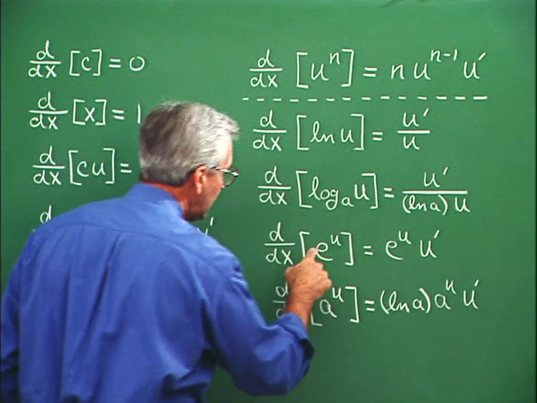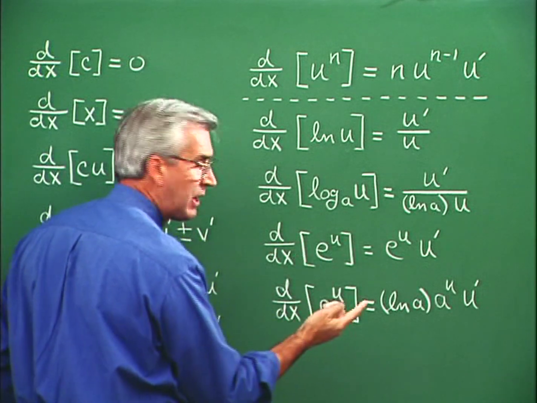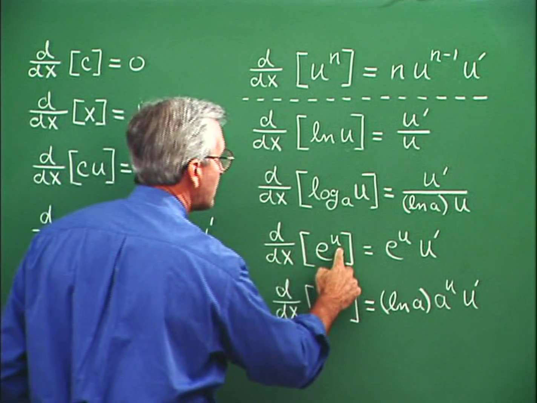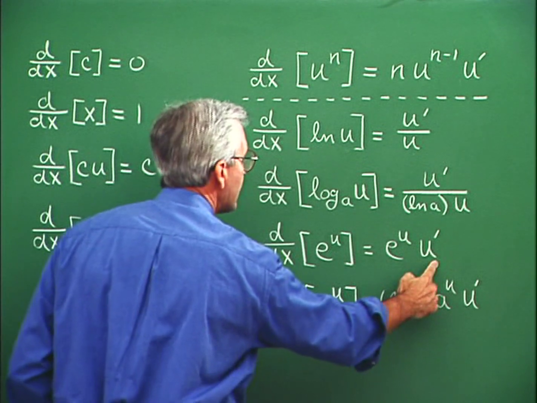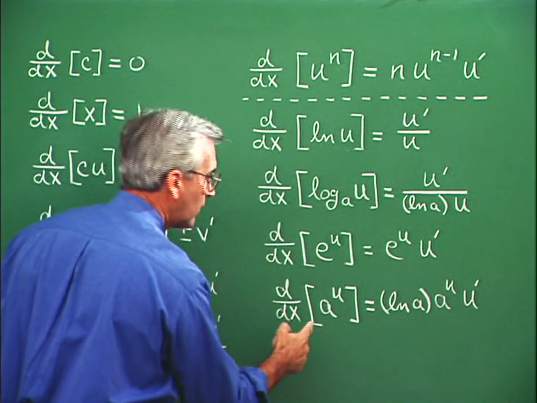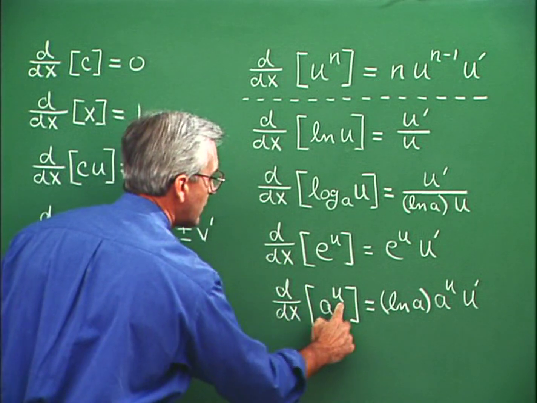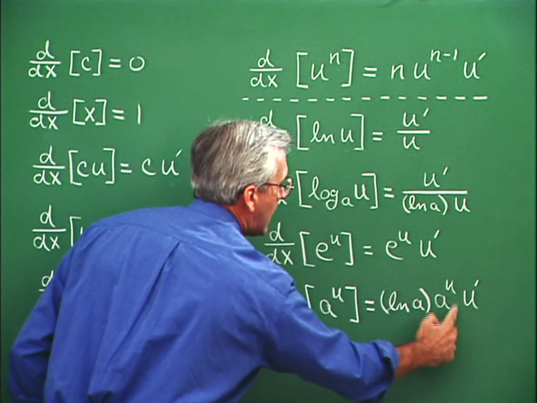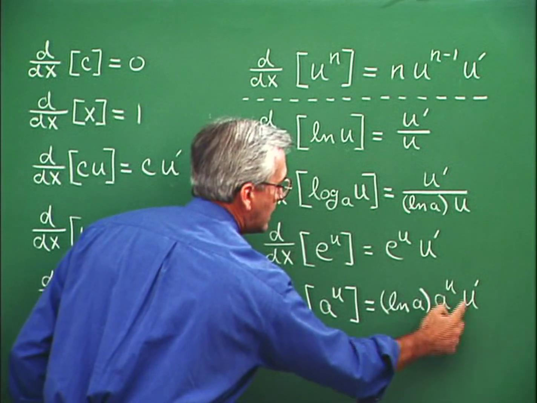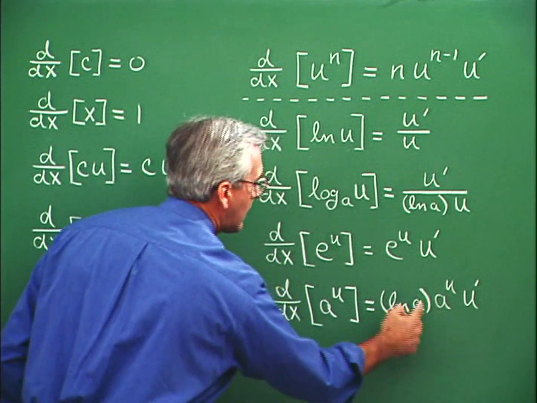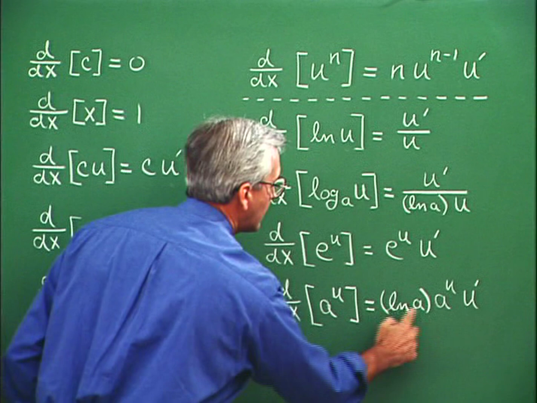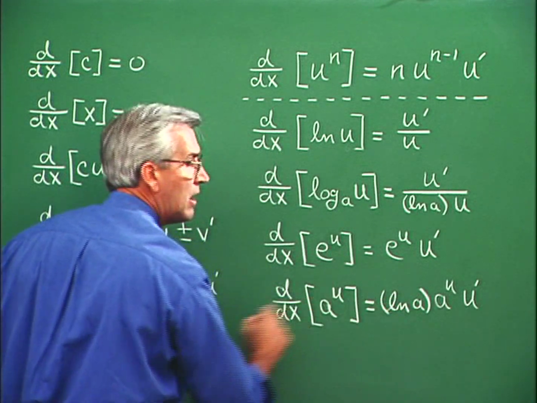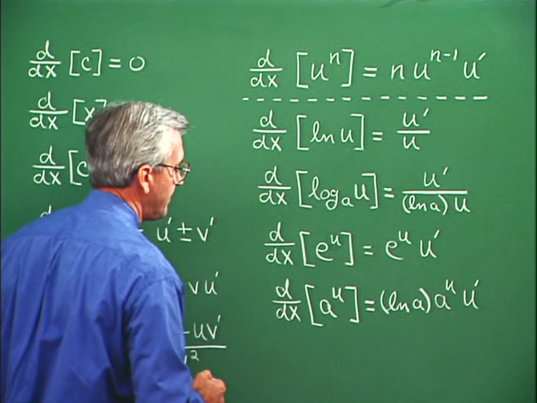Okay, and now we talk about the exponential versions. The derivative of e to the u is e to the u times u prime, and more generally than that, the derivative of a to the u is ln a times a to the u times u prime. And we notice that there's a great deal of similarity here, the major difference being that this ln a factor makes its appearance in the problem.